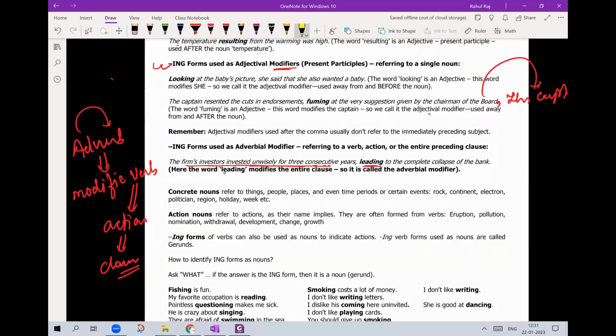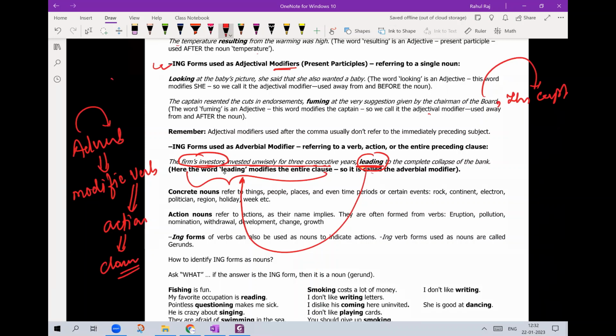Now come over here. It says the firm investor invested unwisely for 3 consecutive years. Don't you feel this is a cause and effect situation? And what was the effect? Complete collapse of bank. So leading is 100% fine over here, and this leading is going back to the entire clause. So adverbial modifier means what? Something that goes back to the entire clause. It is not going back to one specific noun. It was not the investor that led to the collapse of bank. It was not the investment that led to the collapse of bank. It was an unwise investment done by the investor which led to the collapse of bank. So leading is going back to the entire clause.